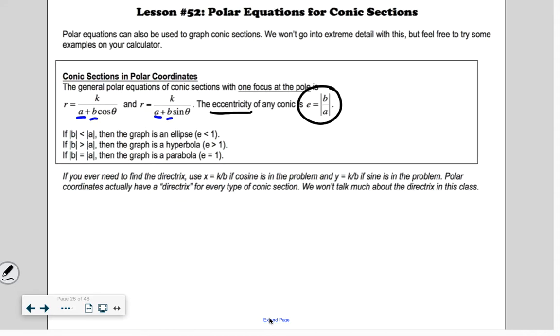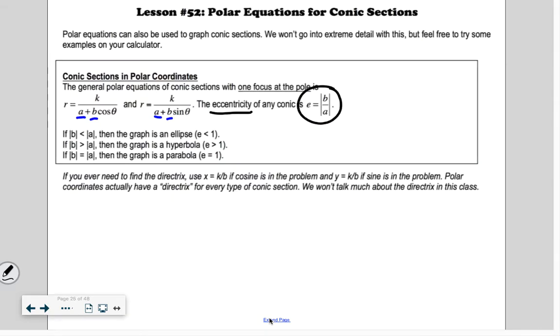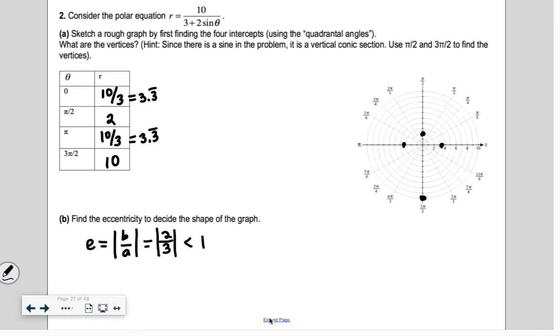So we're going to do that. e is equal to the absolute value of b over a. Remember that? And our a value is 3 and our b value is 2. So now we get something that's less than 1. So what does it say on our chart for less than 1? It says it's an ellipse. So we have an ellipse.